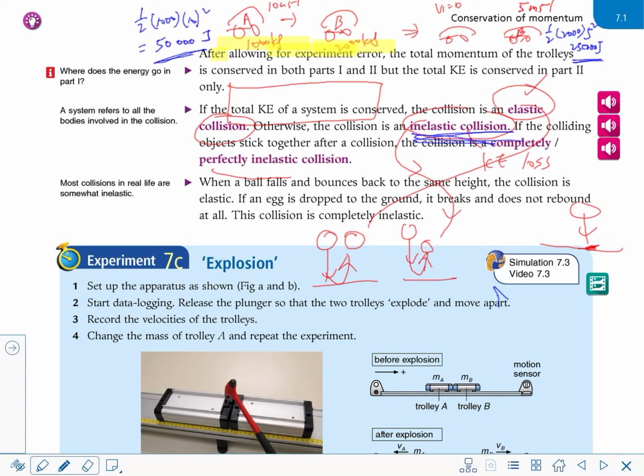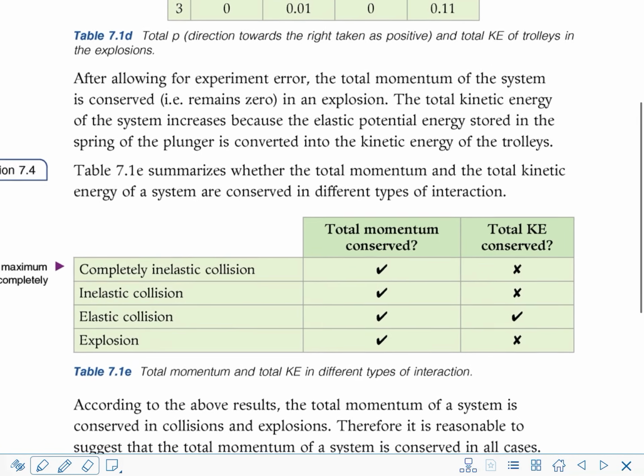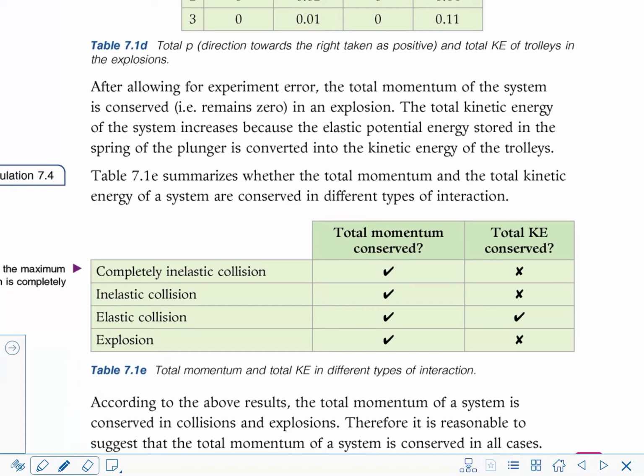The type of collision, elastic or inelastic, is different from total momentum. Two cases, so we can think one by one. We have two points to think about. Point one is we need to know whether the total momentum is conserved or not. Point two, we need to calculate whether the total KE is conserved or not. They have no relationship actually. Two different cases.